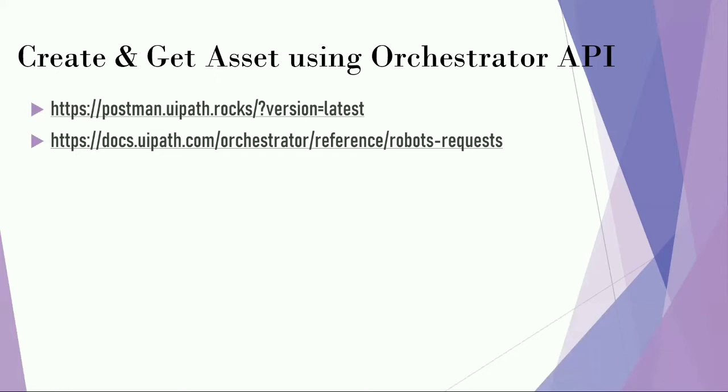This is possible with the help of the Orchestrator API, which we are calling from the Studio by using the Orchestrator HTTP request activity. To call an API, we'll be needing an endpoint. So I'll tell you how we can access that endpoint and how we can create and get the asset data.